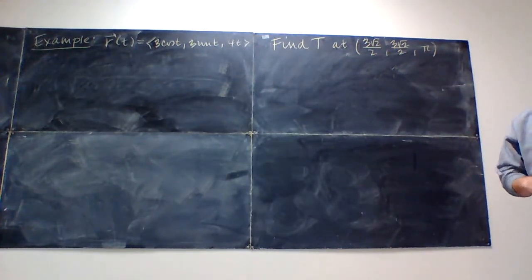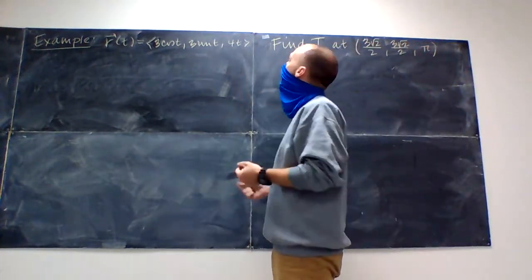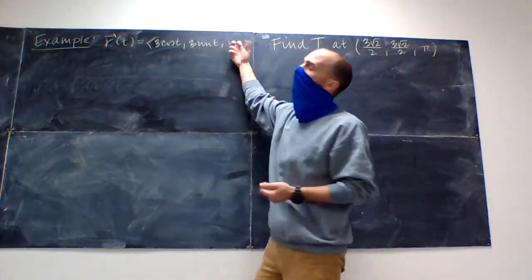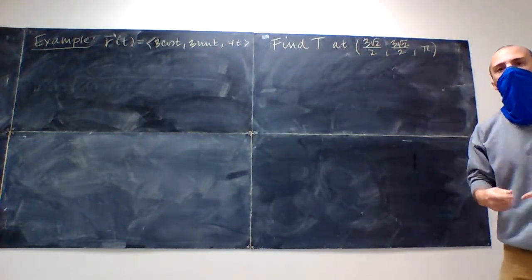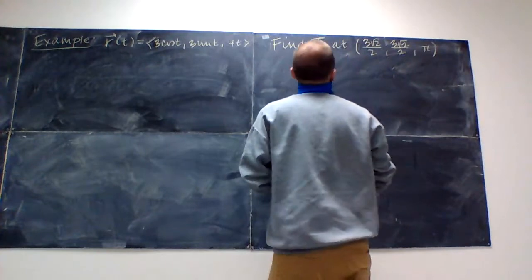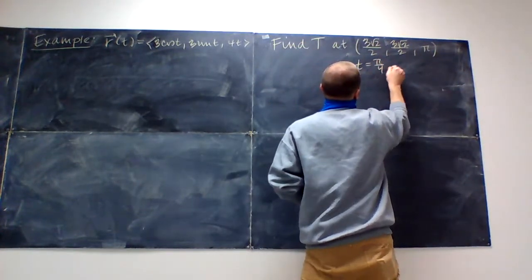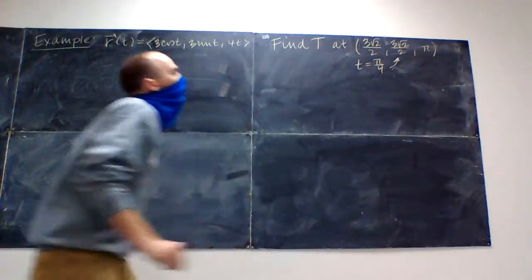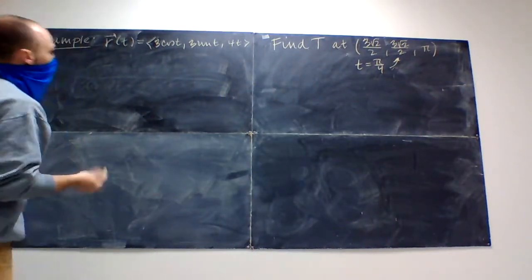And while I'm at it, I think it would be good to point out that the easiest way to figure out the time value is to go back to r of t, the statement of the curve, and see which component is the simplest, which is 4t. Okay, so if 4t equals pi, then t equals pi over 4 is the time I'm interested in. So first I need to take a derivative, divide it by its length, and get a formula for the unit tangent vector.